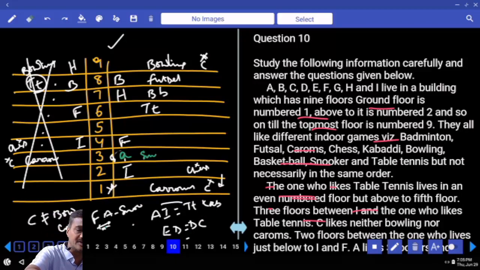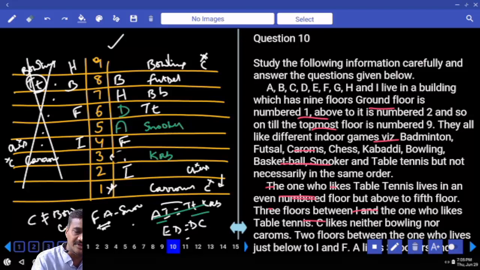And if A cannot be here, then what is the other possibility for this A? A must be on the 5th floor. Now if A is on the 5th floor, in between A and I there are 2 floors. TT and Kabaddi must also have exactly 2 floors between them, and Kabaddi is here. Then next one, F and A: A likes snooker. Then E and D equals D and C, and D must be exactly between, so D must be on the 6th floor.